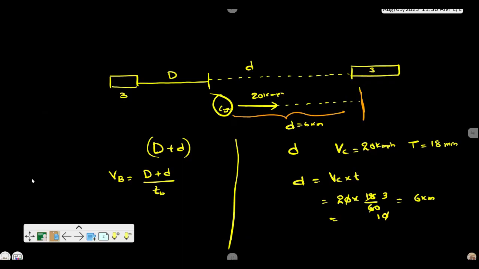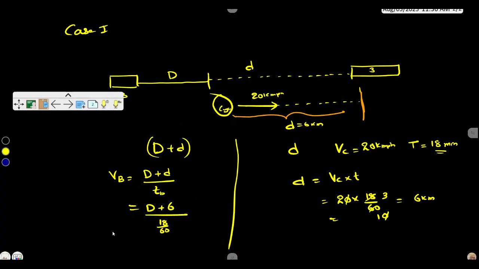So how much is the distance traveled by the bus? It is D plus, in the place of small d, I can write 6 kilometers, divided by the time taken by the bus, which is 18 minutes. In that 18 minutes only it is traveling the same thing. So 18 by 60. This is my case one, where the bus is overtaking that cyclist from behind. I hope you understood this.